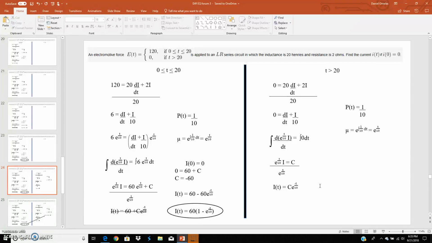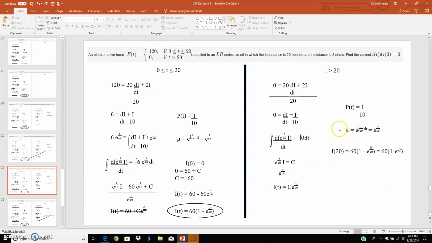Now, the problem I ran into several times and ran in circles was I accidentally then tried to use this initial value here to find the constant. You cannot do that because for this value of t, it doesn't start at 0. It starts at 20. We're using the equation for our E of t equals 0 at a different point in time. So we have to use our previous equation to find I of 20, the starting value for our next equation. It doesn't have to be at 20, it could be anything over 20, but I just used 20.